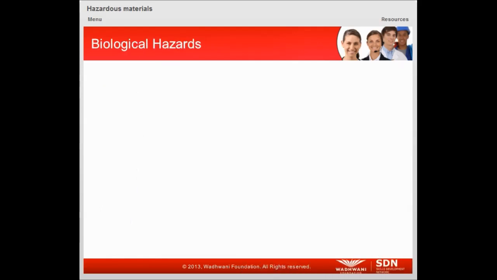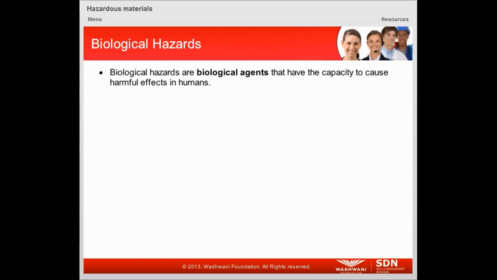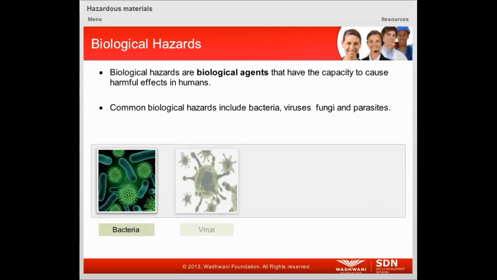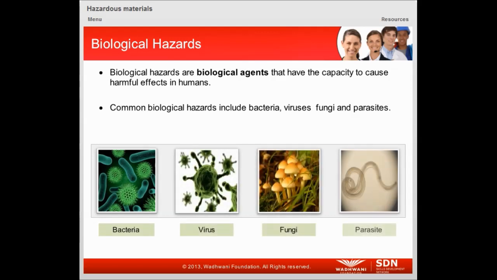Let us first know what is biological hazard and the common biological hazards. Biological hazards are biological agents that have the capacity to cause harmful effects in humans. Common biological hazards include bacteria, viruses, fungi, and parasites.